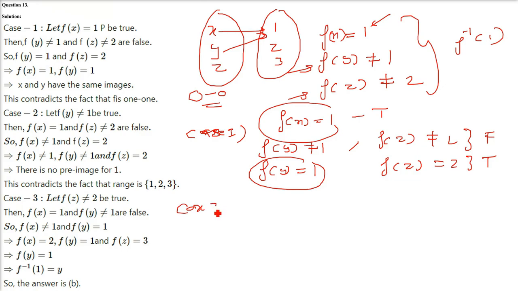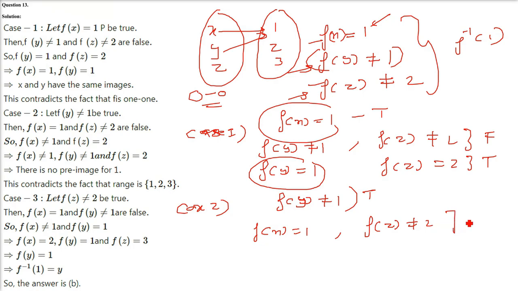Case 2 is where we say the second one is true, so the first and third have to be false. So f(y) is not equal to 1 is true. The other two, f(x) equals 1 and f(z) not equal to 2, need to be false. So let us make them true: f(x) should not be equal to 1 and f(z) should be equal to 2.